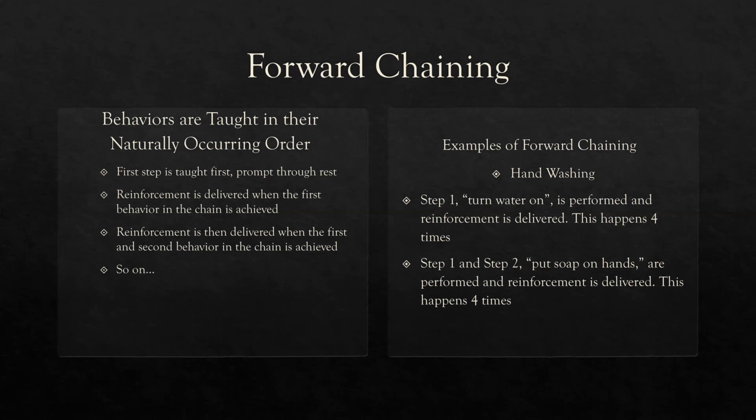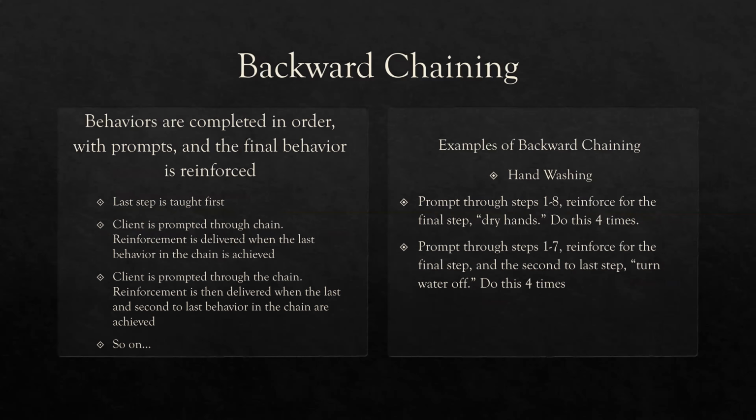So let's say step 2 is put soap on hands. Well, now the client has to turn the water on and put soap on their hands before reinforcement is delivered. Let's say it happens 4 more times, and those are just example numbers. We move on. Now we're going to make them turn water on, put soap on hands, put hands underwater. Step 3. So on and so forth. Forward chaining, behaviors are taught in their naturally occurring order.